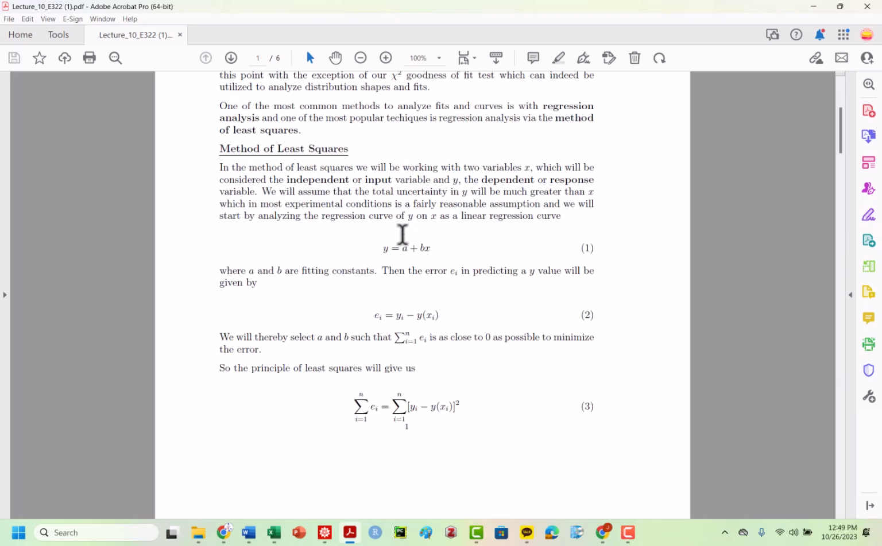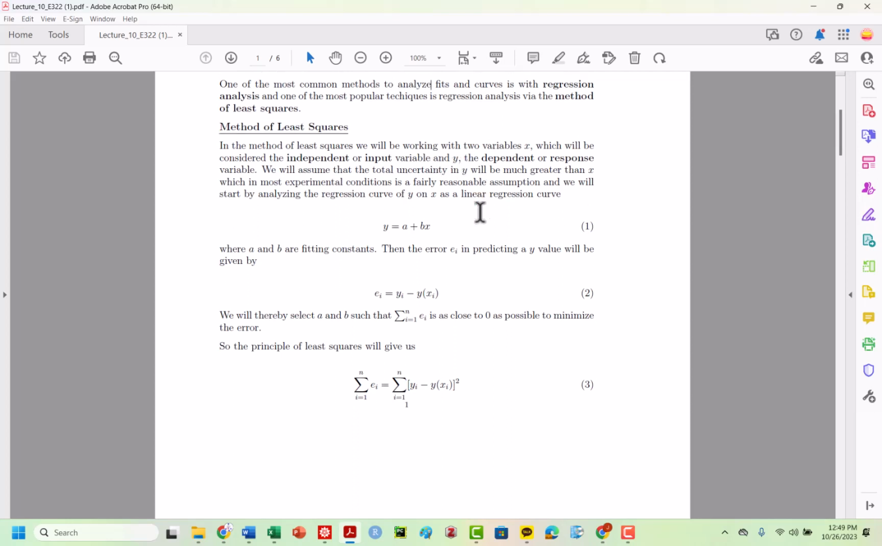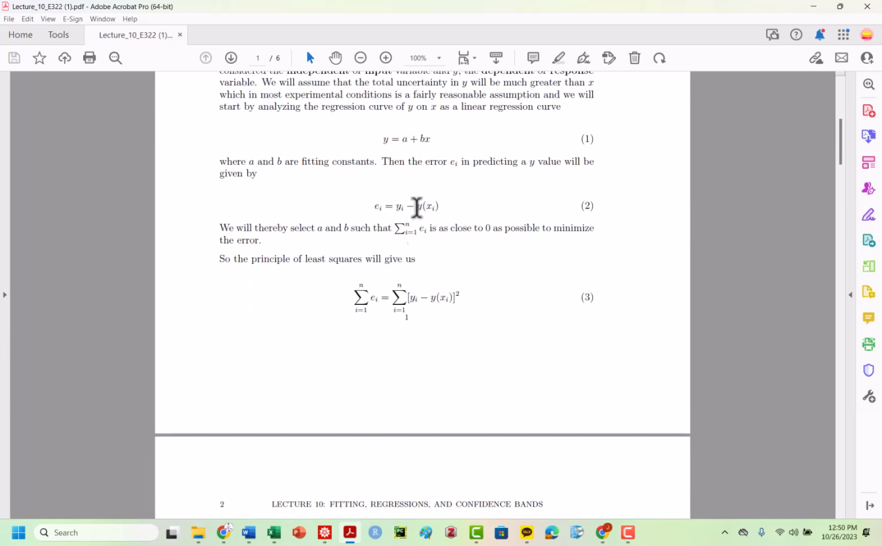In the method of least squares, we're going to be working with two variables: x, which is going to be the independent or input variable, and y, which is the dependent or response variable. Typically, we can assume that the total uncertainty in y is much greater than the uncertainty in x, which is a pretty reasonable assumption when you're doing your analysis. So if we're fitting with a linear curve, y equals a plus bx, a and b are going to be our fitting constants.